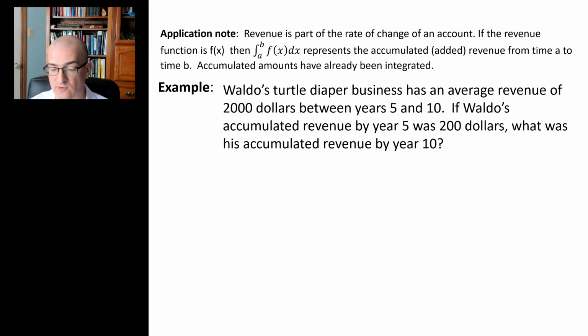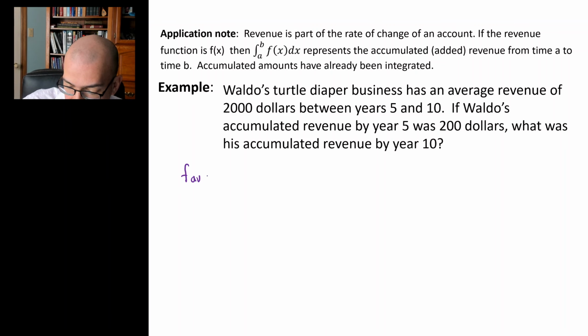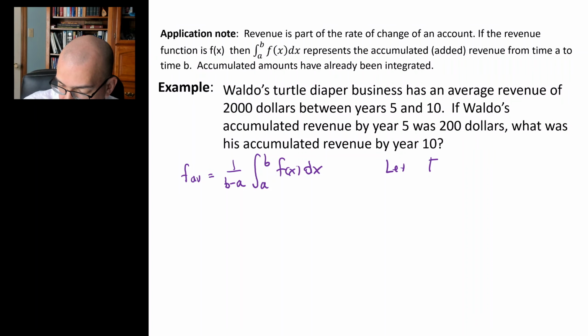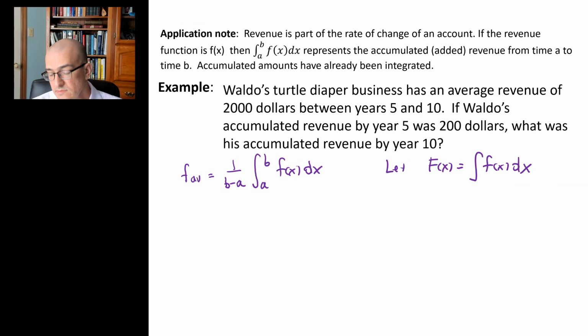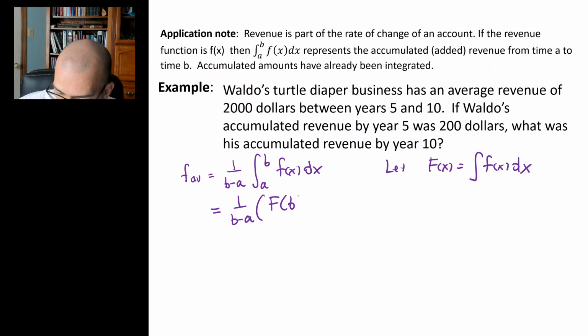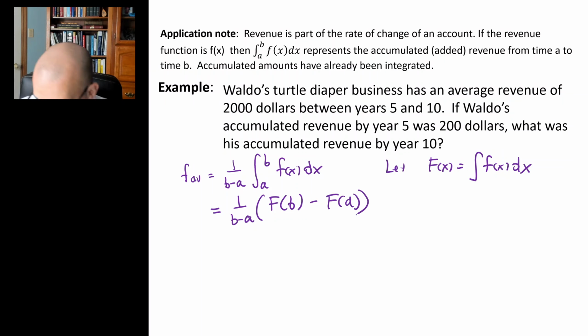I'm going to use our average value formula. F average is equal to 1 over b minus a times the integral from a to b of f of x dx. I'm going to let capital F of x equal the antiderivative of little f of x dx. Then what this is going to be is 1 over b minus a times capital F of b minus capital F of a. That's how this is defined.